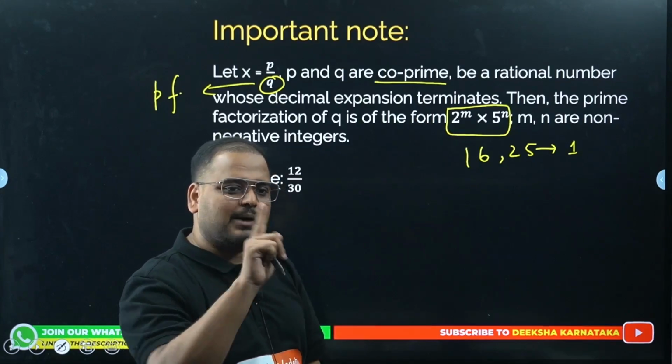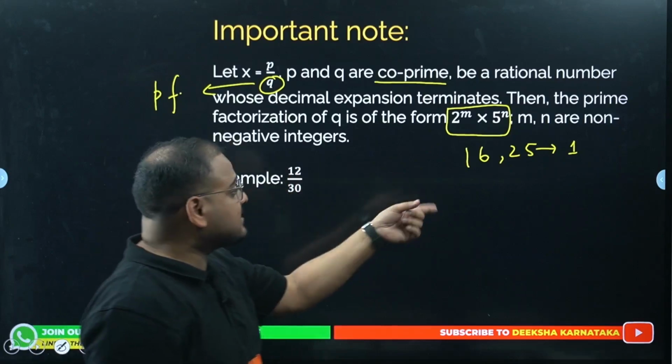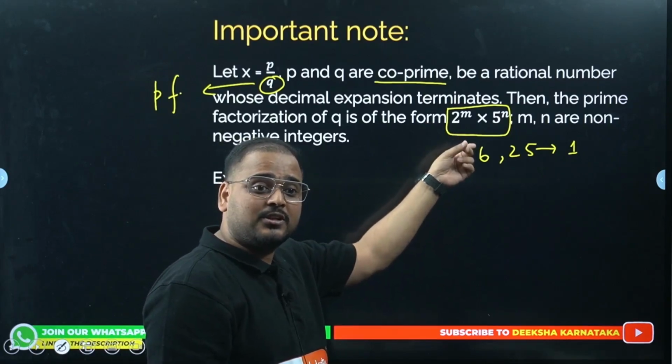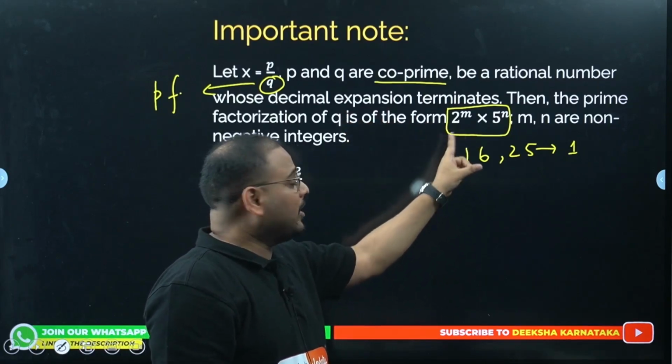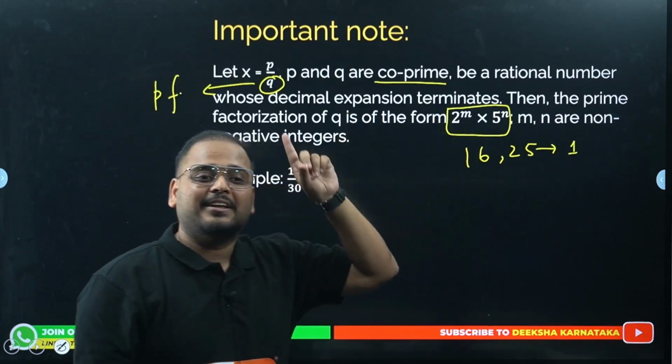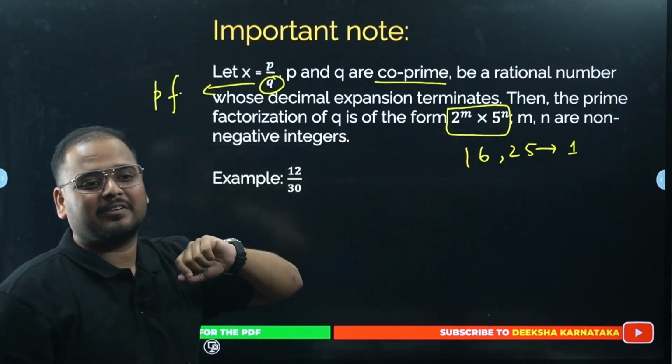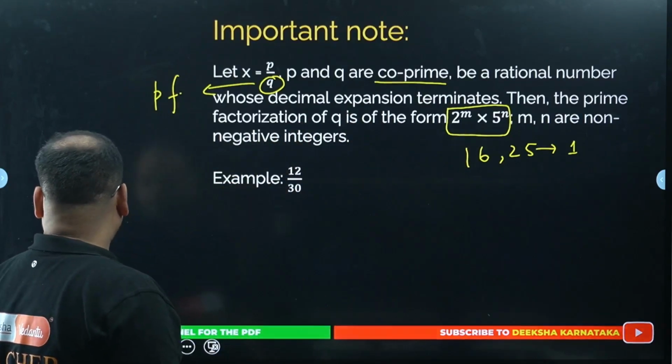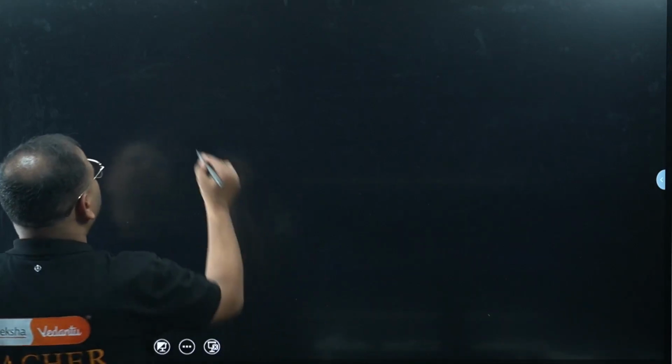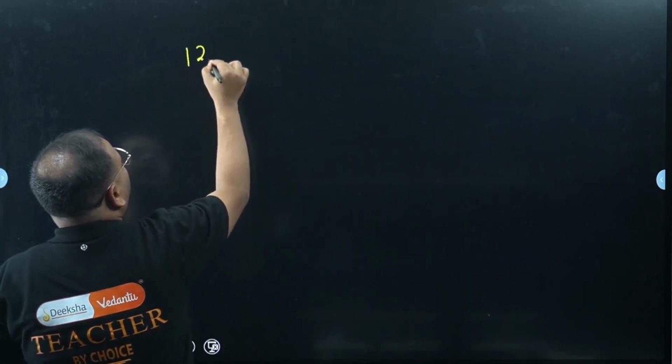Shall we take one more example? We'll take and we'll say that yes, since in the expansion after prime factorization 2 and 5 exist, that's why they are ending with 0 or 5. So let's take one example. The simplest one we'll take is 125.